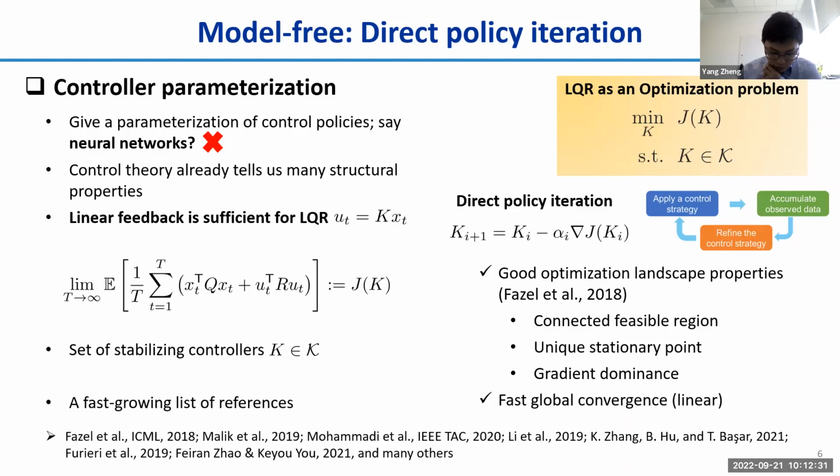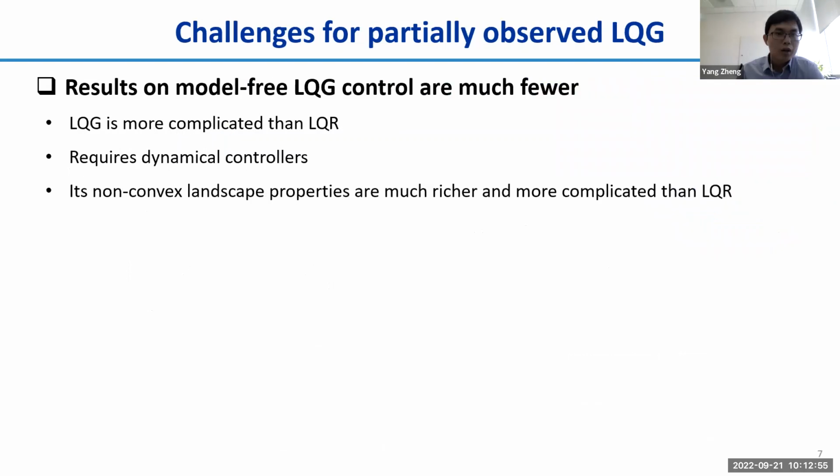After this work, actually, there are a lot of papers following up, which studied a similar problem or some variant, or some modification of the algorithm, or some other aspect of this problem. And most of these, actually all of these results, require a direct observation of the state. They require state feedback. So in this talk, I'm going to focus on the partially observed LQG case, for which we cannot directly observe the state. And the results for model-free LQG control are much fewer. There are only very few papers on this topic right now.